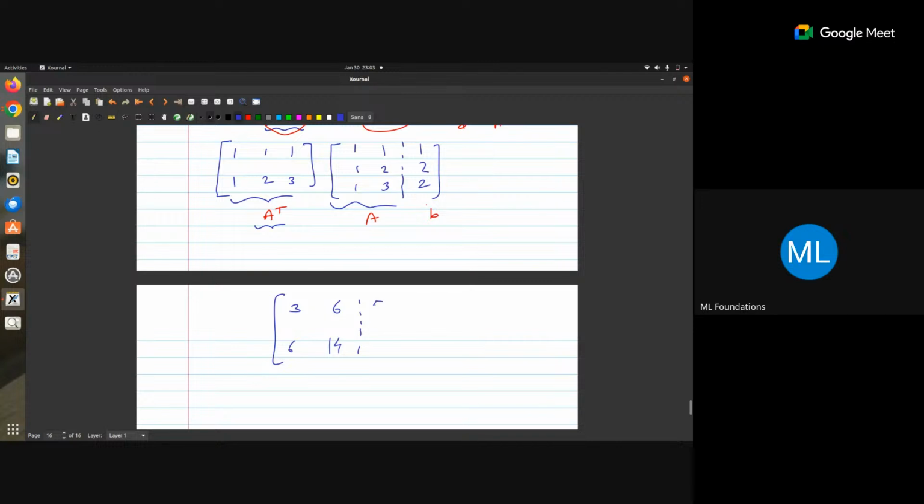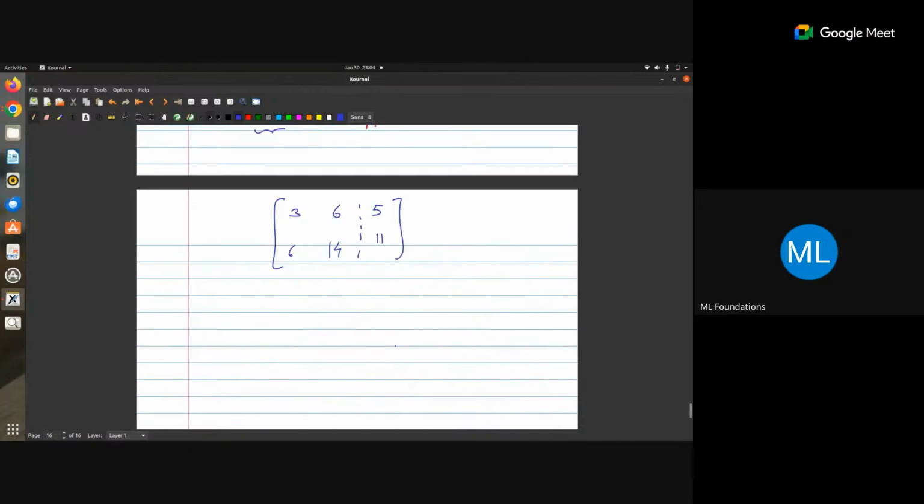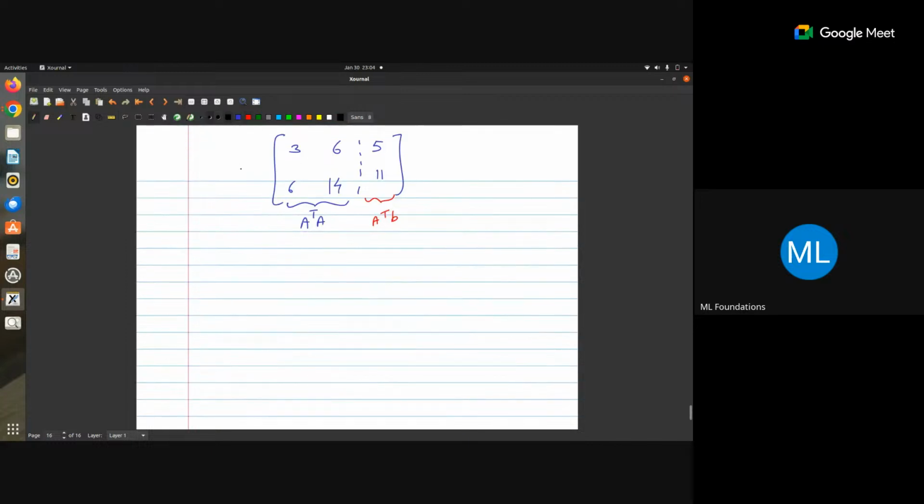And here 5, and 1 plus 4 is 5, 5 plus 6, 11, right? I hope it is okay. And this is actually A transpose A, this part, and this part is A transpose B. Fine. And how to solve this now?